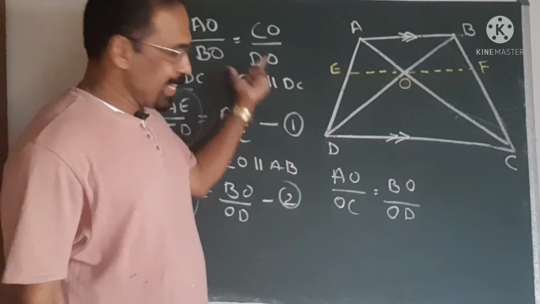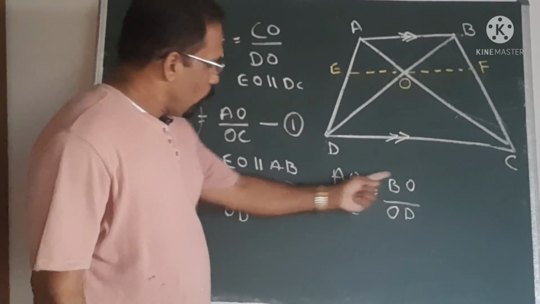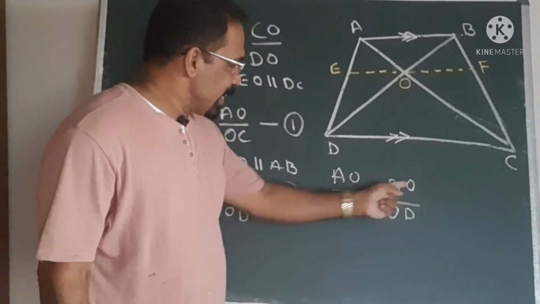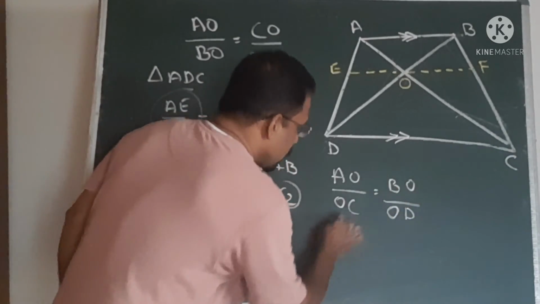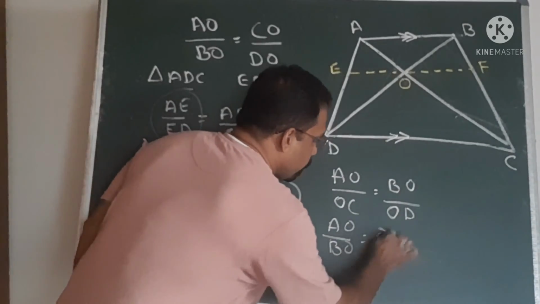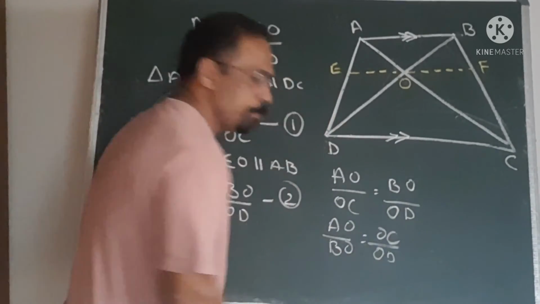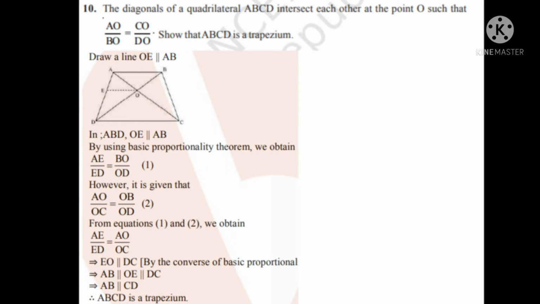Now look at here and here. We have to prove this. Now if you rearrange it, if you take this BO here and OC there, that is AO by BO is equal to OC by OD. So this is what we have to prove. Now let us do question number 10.